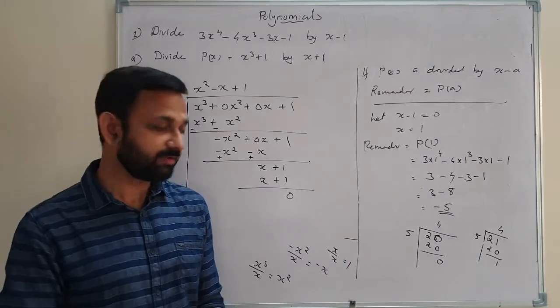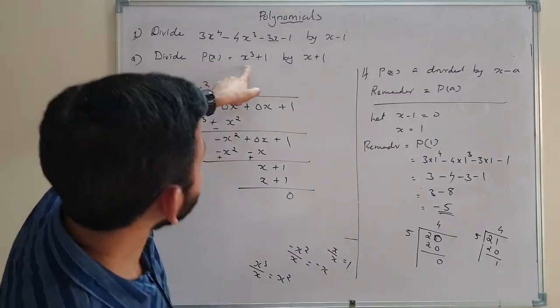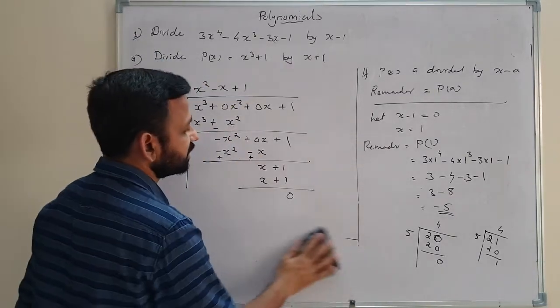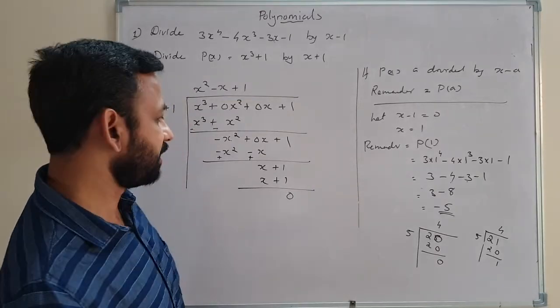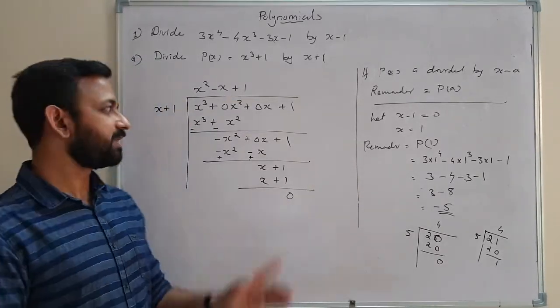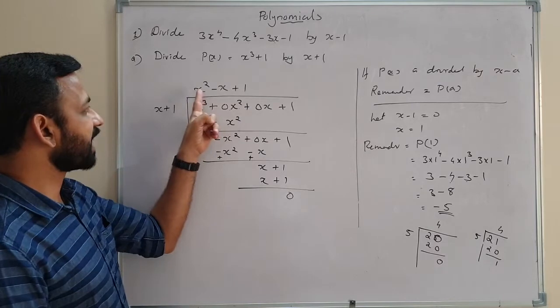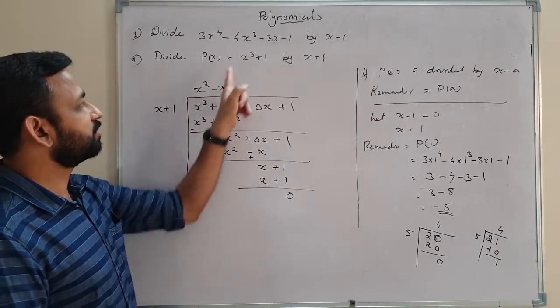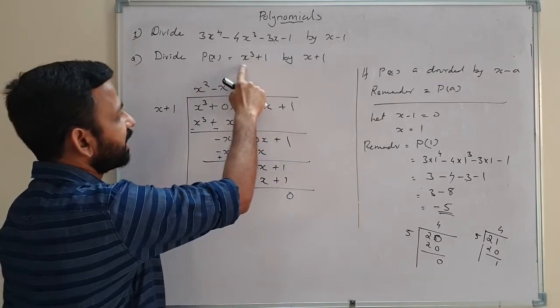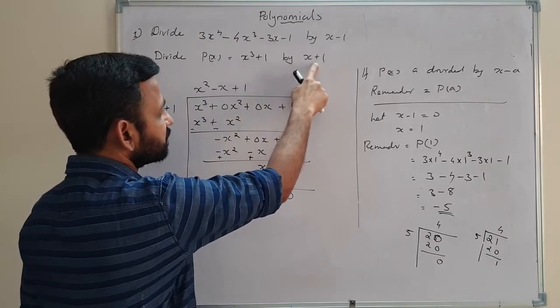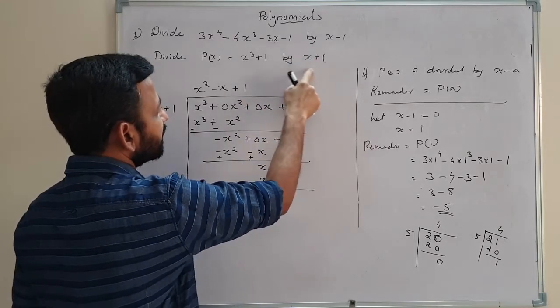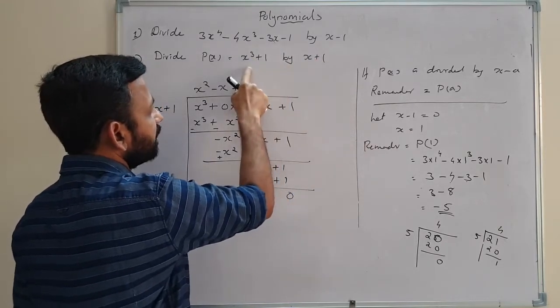So here when we divided px by x plus 1, we got the remainder 0. So if the remainder is 0, then we can say that x plus 1 is a factor of x cube plus 1. When we divided x cube plus 1, remainder equal to 0. So we can say that x plus 1 is a factor of x cube plus 1.